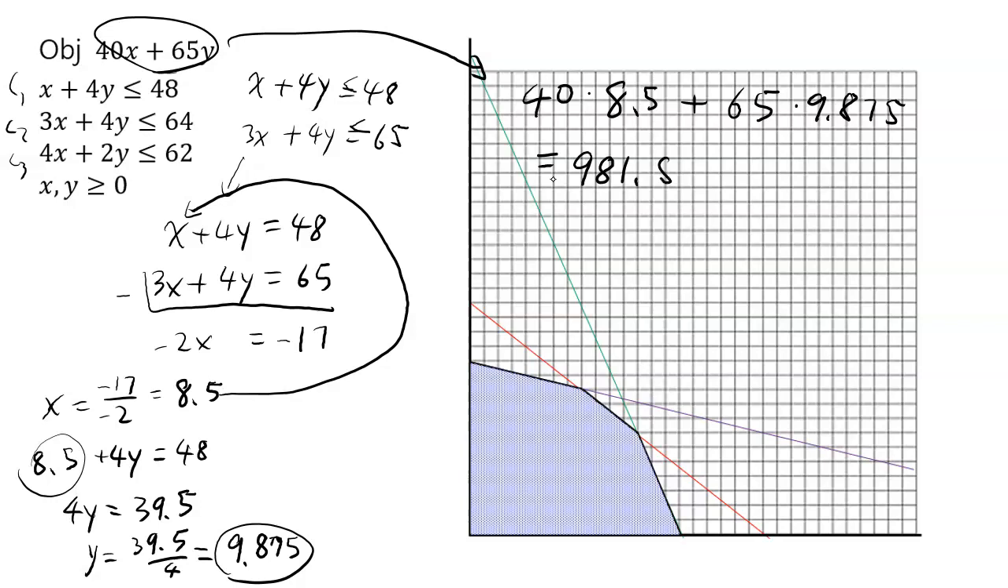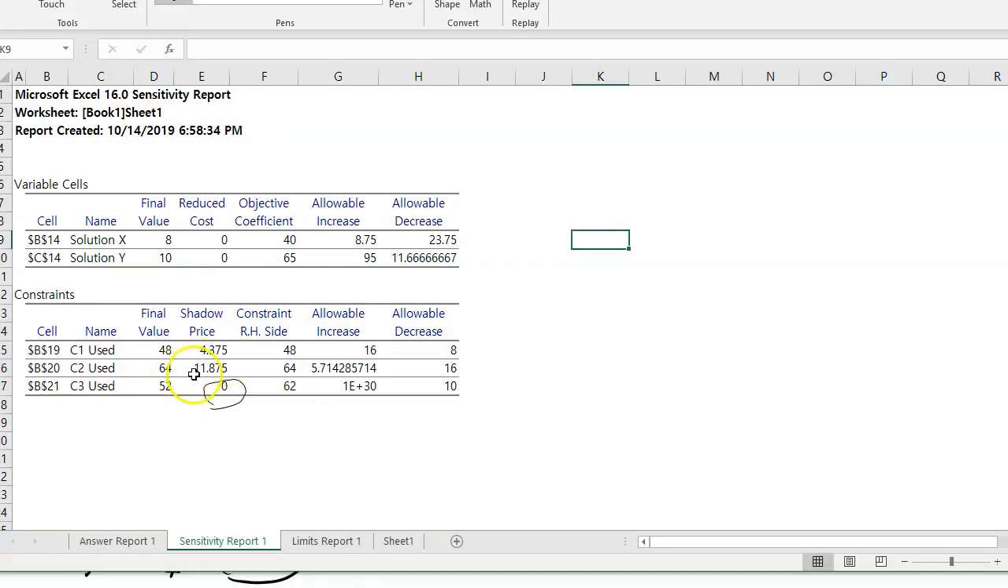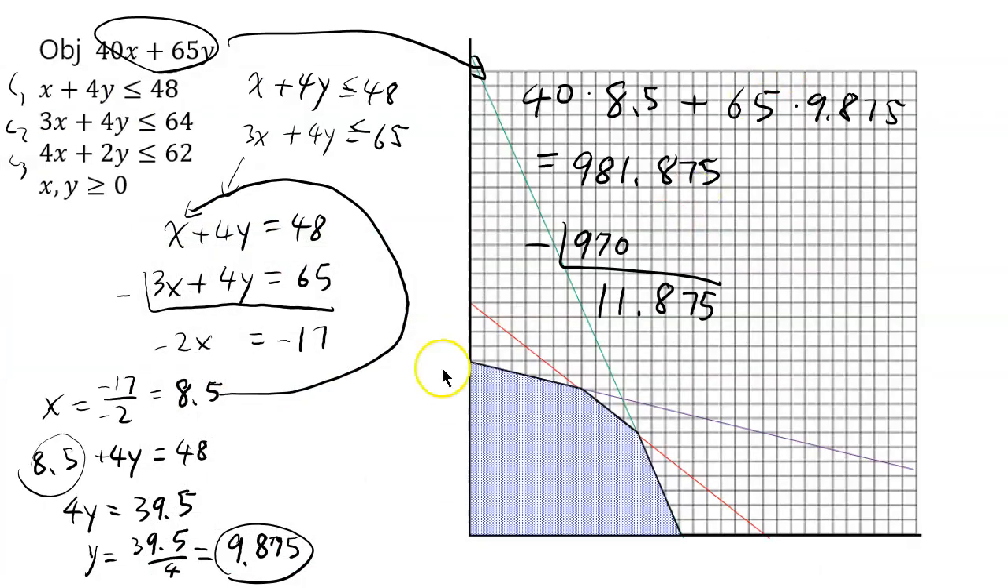981.875. Okay then, what is the change from the original maximum? Remember, our original maximum was 970, so if you subtract them, you get 11.875. And if you check with the Excel, you see 11.875. So that's exactly the same. So hopefully this was a good review of how to get the shadow price.